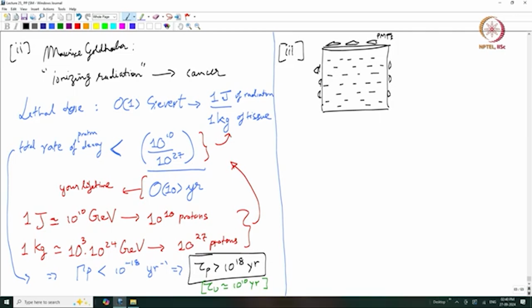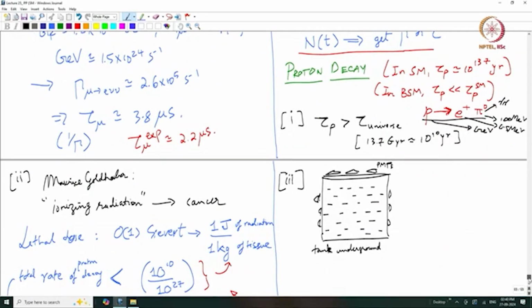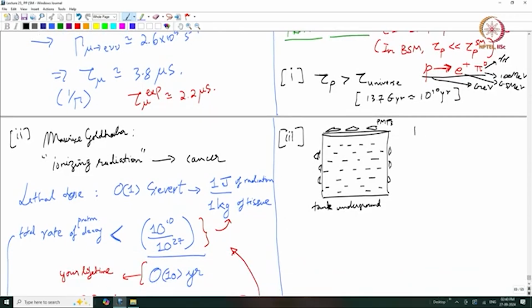So this you can do. You can take a large tank or vat of water, go underground so that you don't get contamination from cosmic rays and so on. Okay. Put it in a very dark place and look for the proton decaying. If it decays to say e plus pi 0, you know that the pi 0 will produce 2 photons, right? But also the e plus will be moving very energetically. In particular, it will be moving at relativistic speeds, right?